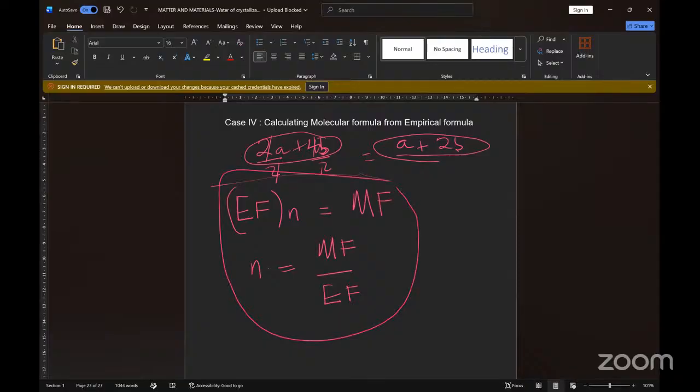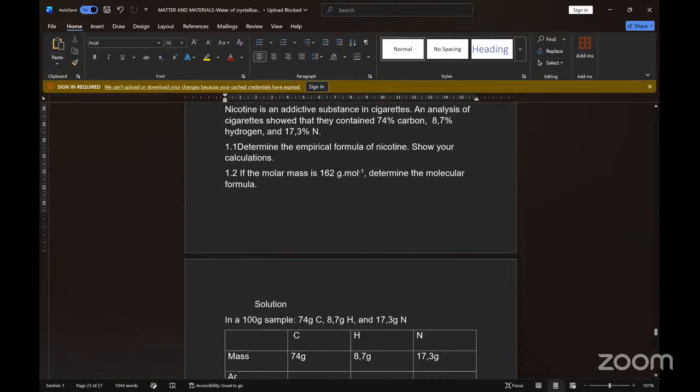Okay? So like in the case of this one, if we know the value of n as 2, all you have to do is to multiply your empirical formula by 2. So this by 2 gives you 4, this by 2 gives you 2. So it becomes 2a, 4b, like we have here. So that factor n is what you multiply through with respect to the empirical formula in order to get the molecular formula. So let's answer this question.